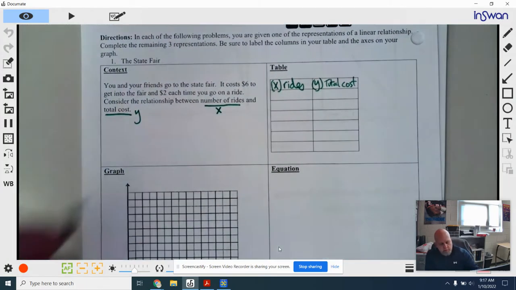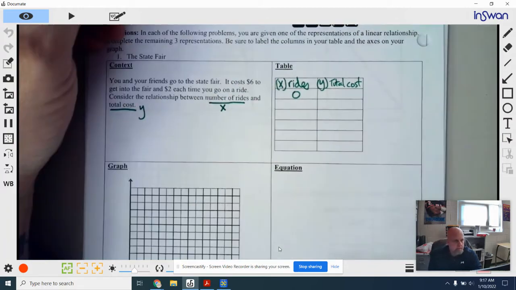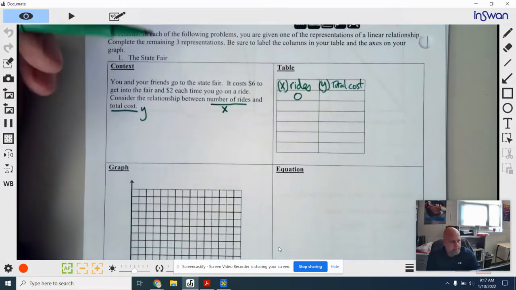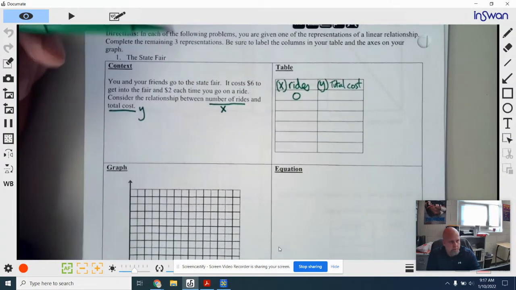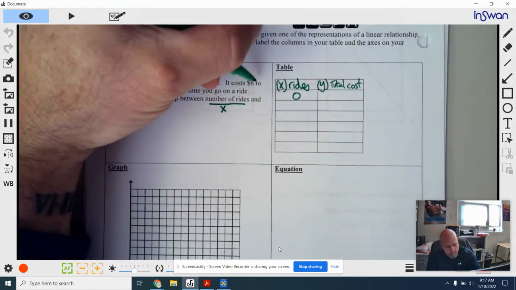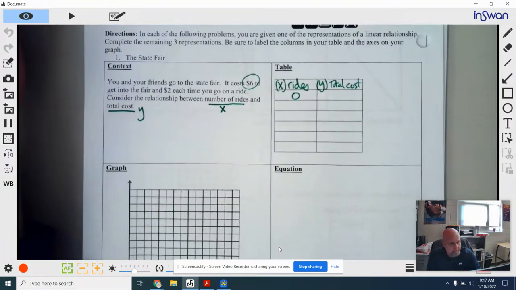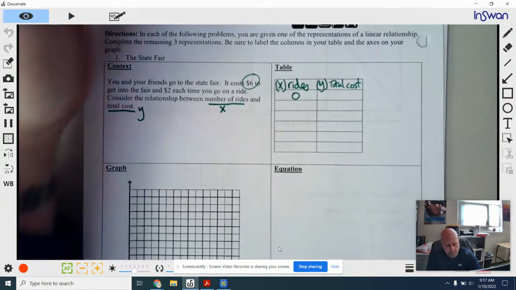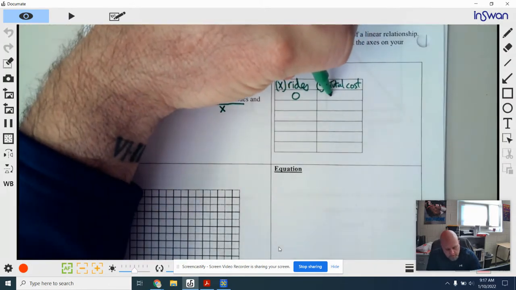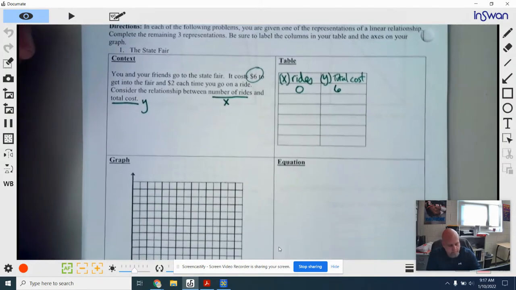Okay, now remember, we always want to start with the 0 as well. So I'm looking at this problem here, and it says, well, how much would it cost to go to the fair if you rode 0 rides? Well, right here, it tells us it costs $6 to get in the fair. So you're paying $6 no matter if you ride nothing. So right there, 0 rides, it still costs you $6.